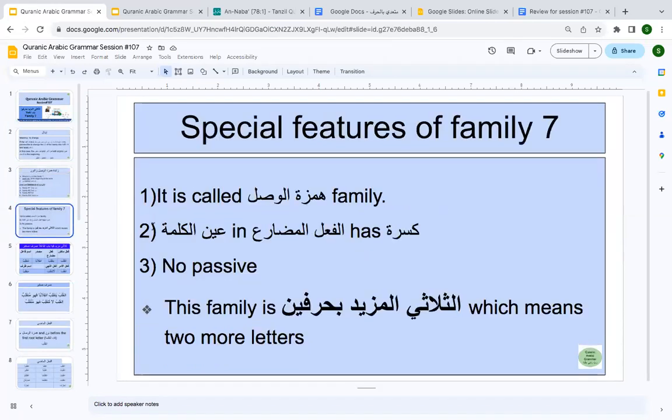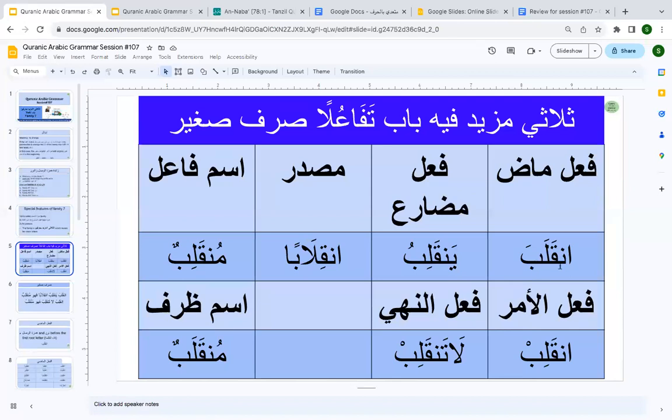Special features of this family: it is one of the Hamzatul Wasal families, because of the Hamzatul Wasal it has. It is going to have a kasra on the Ainul Kalima, the second root letter. And a very special feature is there is no passive, so no second row. When you go over this, you are going to learn just the first row, the last row and the third row. There is no second row. Do you see any majhool form for this?